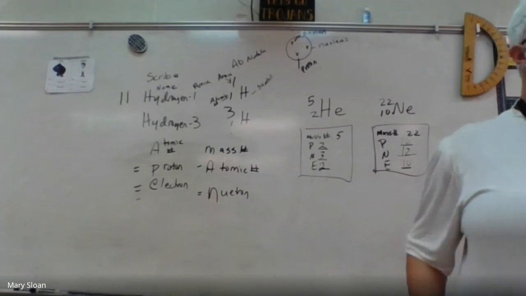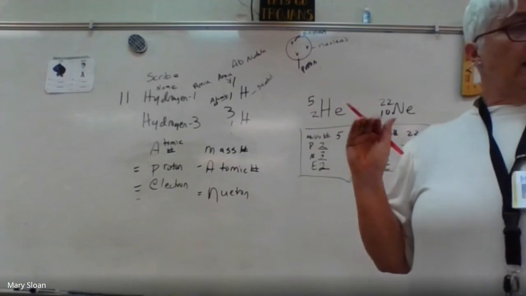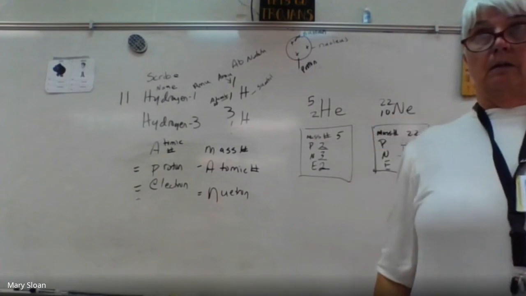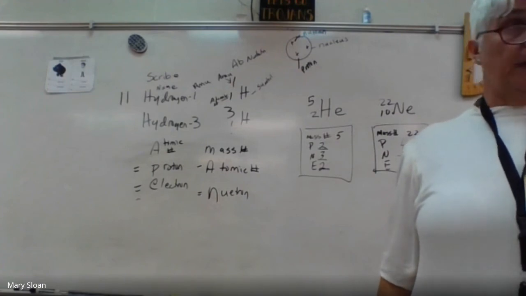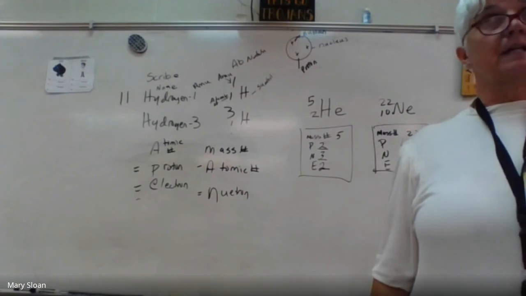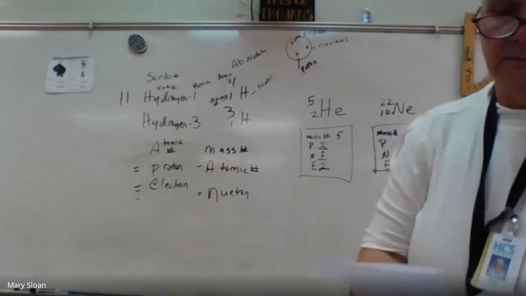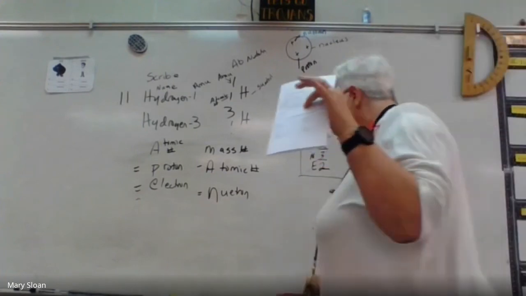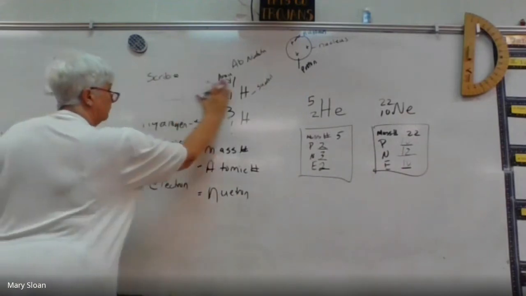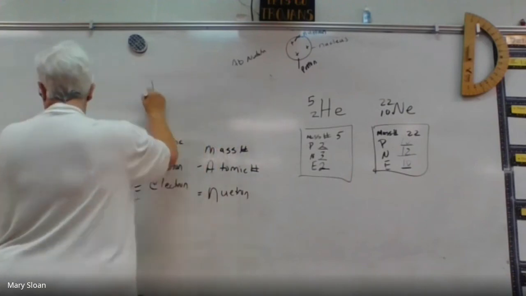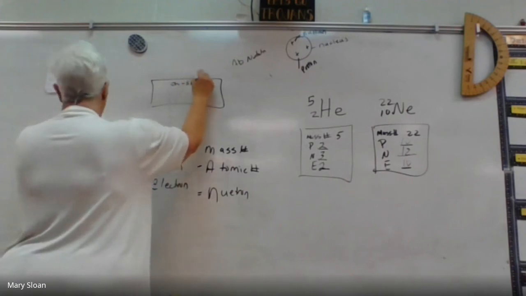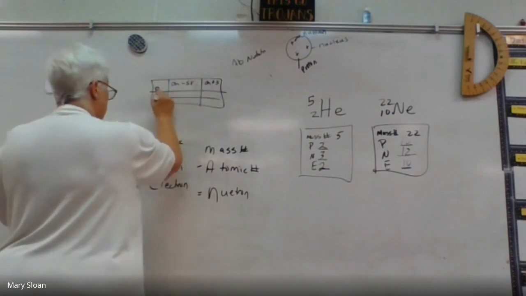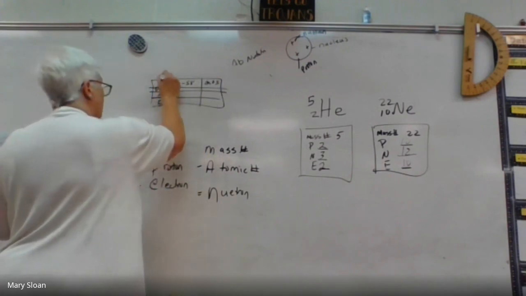Are you ready? Chromium 58 and 63. What is the atomic number of chromium on the periodic table? 24? Look on your periodic table to see if that's chromium. Is it 24 or 58? Yeah, 24. Cool. So I'm going to put 24 in the box beside it. So I have chromium 58 and chromium 63, and then protons, neutrons, and electrons. I put 24 over here so it can remind me.